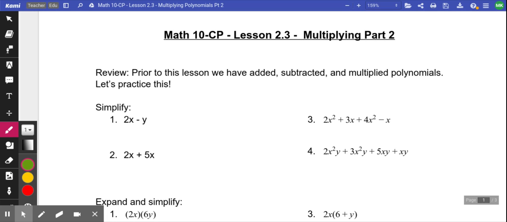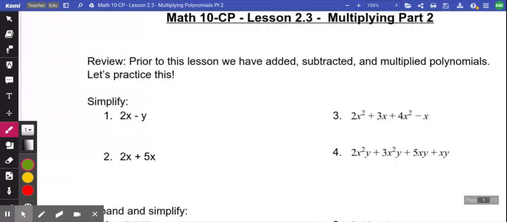All right, so today what we're going to do is we're going to multiply some more polynomials. But before we get into our lesson for today on multiplying polynomials, we're just going to do a quick review on adding and subtracting polynomials, and then a quick review on how we multiplied easier polynomials. So the first thing we learned was adding and subtracting polynomials.